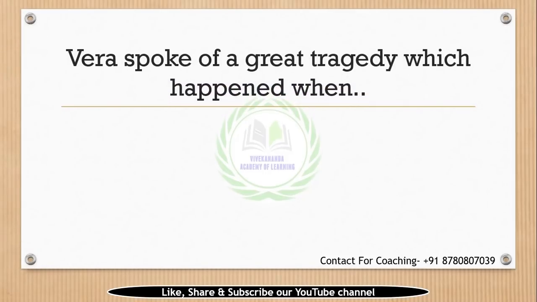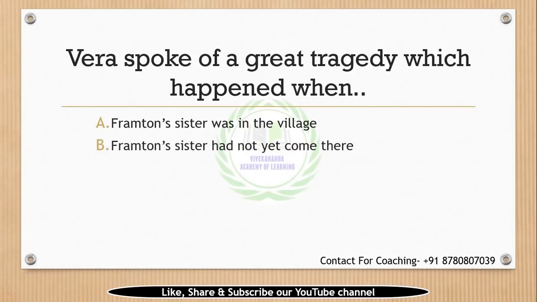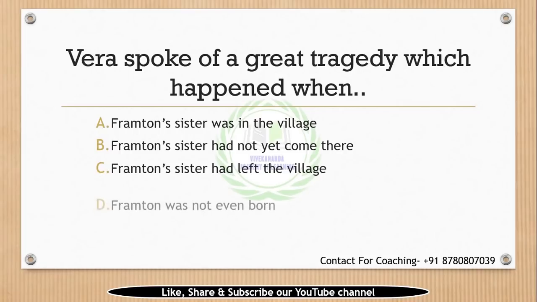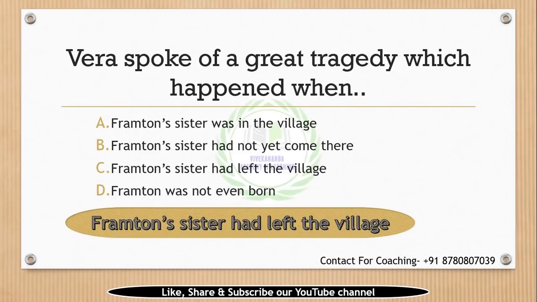Vera spoke of a great tragedy which happened when? Options are A. Frampton's sister was in the village, B. Frampton's sister had not yet come there, C. Frampton's sister had left the village, D. Frampton was not even born. So the correct answer is C, Frampton's sister had left the village. Next question.